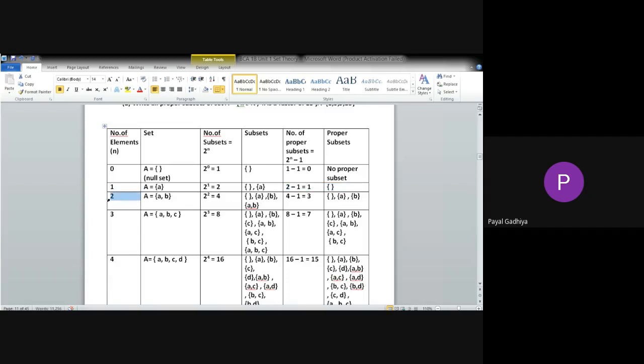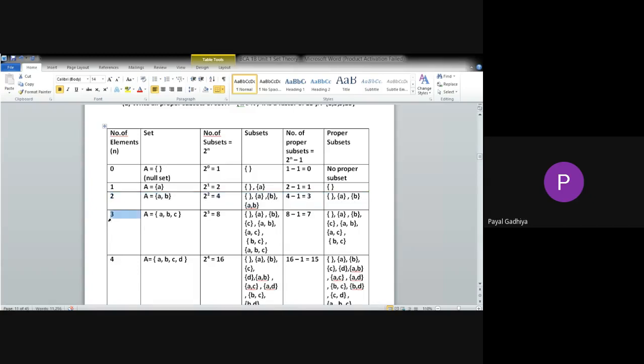Now the next number of elements is 2. So {a, b} is the example they have taken for 2 elements. The number of subsets is 2 raised to n, so 2 raised to 2 will be 4. These are the subsets: {a}, {b}, {a, b} and the null set. Whenever we are talking about proper subsets, we have to delete one subset. So this will be 4 minus 1, which is 3. And which 3 will be there? Null set, {a} and {b}. The main set we cannot take as a proper subset.